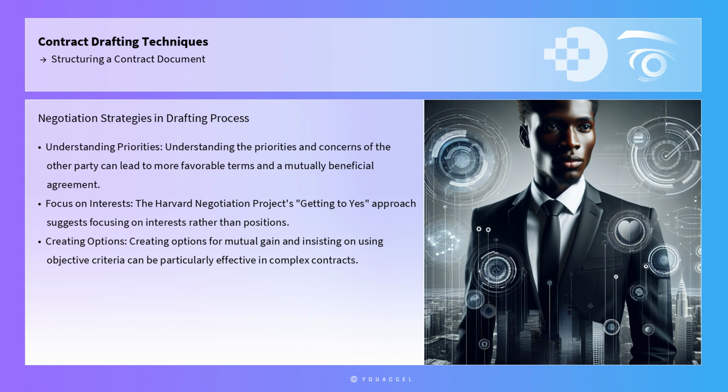The Harvard Negotiation Project's Getting to Yes approach suggests focusing on interests rather than positions, creating options for mutual gain, and insisting on using objective criteria. This approach can be particularly effective in complex contracts where multiple interests must be balanced.